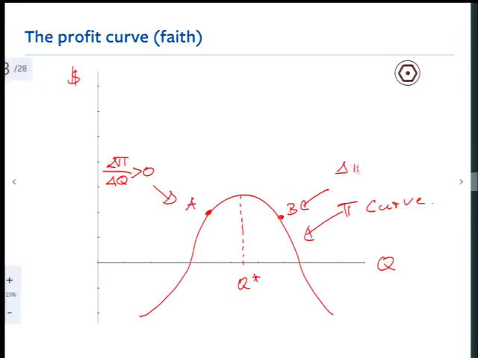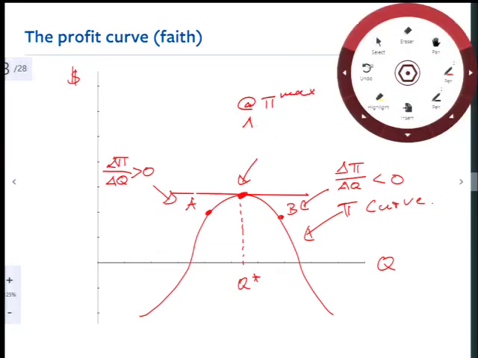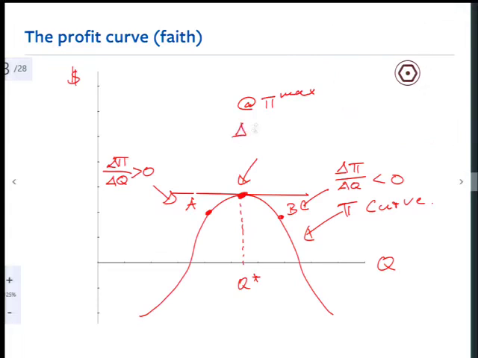So let's write that down. Delta pi over delta Q is less than 0. What's true at the top here? Right, what's true right here? The slope of the line is 0, right? So right at profit maximization, the change in profits due to a change in output is exactly 0. The slope of the profit curve here is exactly 0.